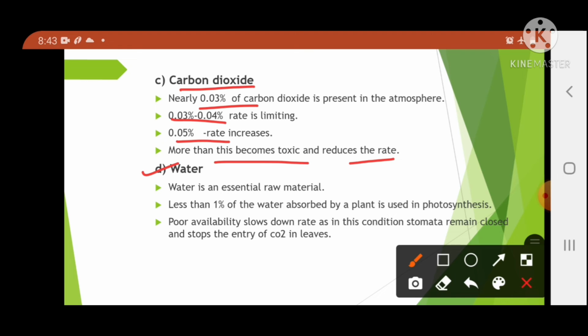Water is essential raw material. Less than 1% of water absorbed by the plant is used in photosynthesis. Poor availability slows down the rate, as in this condition stomata remain closed and stop the entry of CO2 in leaves.